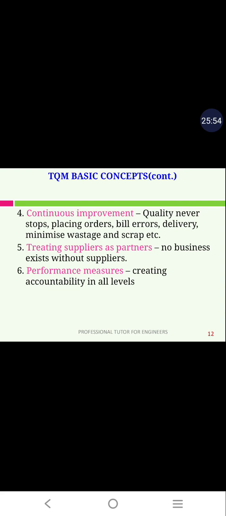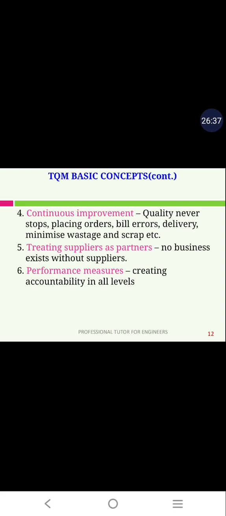And the fifth concept is treating suppliers as partners. What do you mean by suppliers? If you take any company, the company alone won't manufacture all the components required for a particular product. They may get a few standard components from sub vendors. For example, an automobile manufacturing company making a car buys the wheels and seats from other people. Somebody is supplying those items to the company.